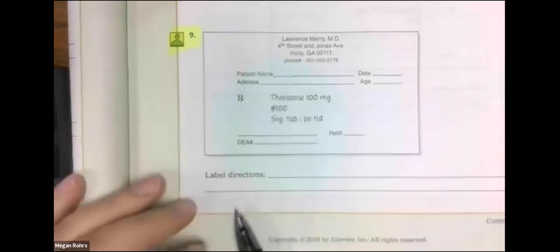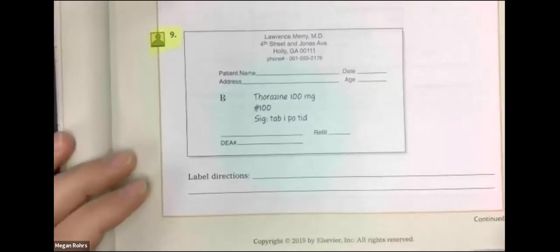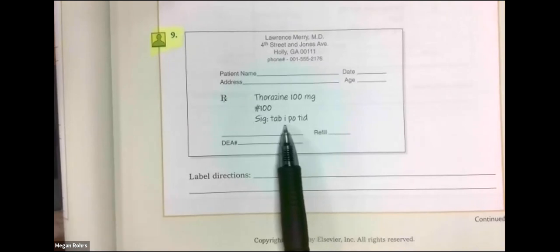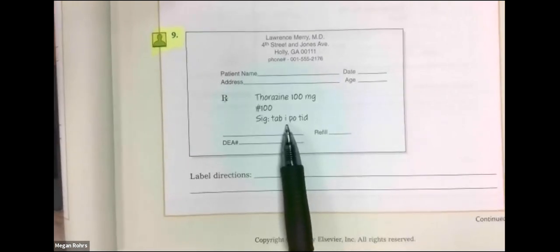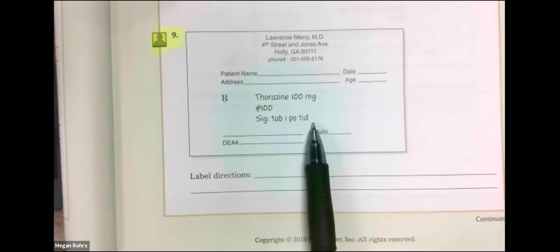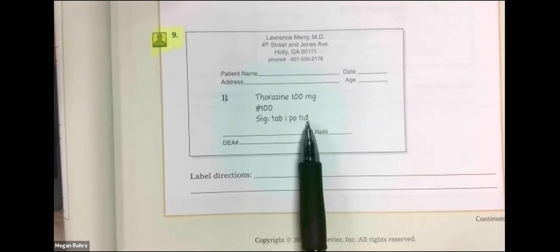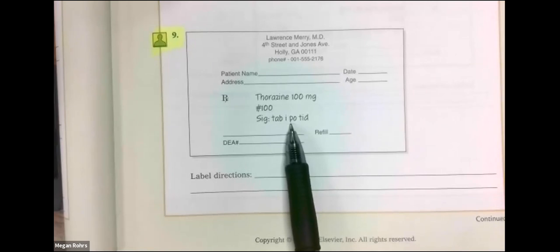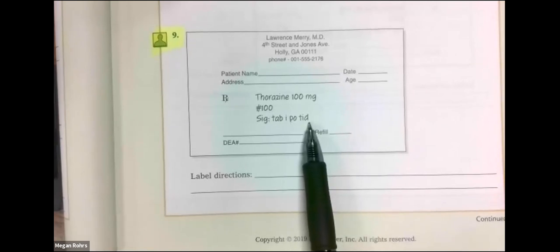So once again, I'm on page 121, looking at number 9 here. All this says to do is write the label directions, so how the directions would appear on the patient's bottle. So we're going to read this SIG here, and it says tab I POTID. So we need to first interpret that. What does that mean? Well, it's a tablet. They're going to take 1 by mouth 3 times a day.